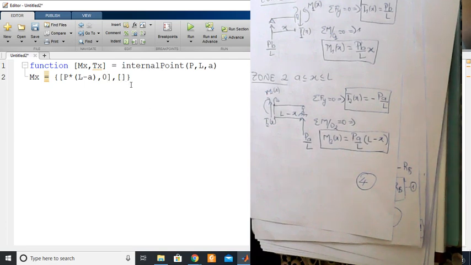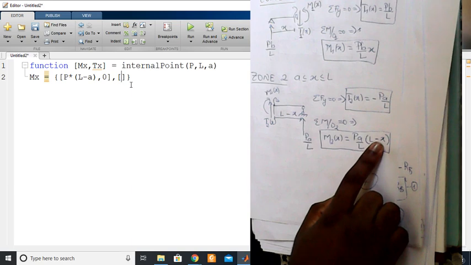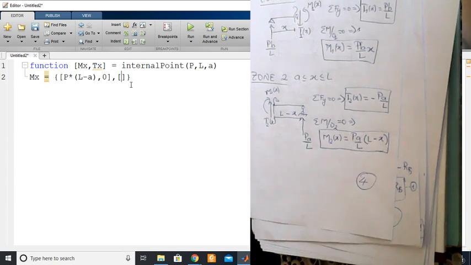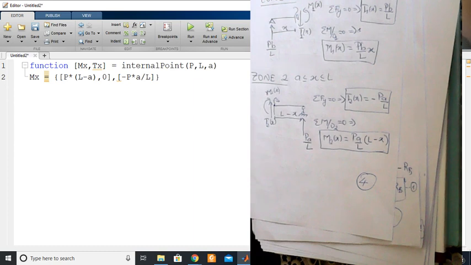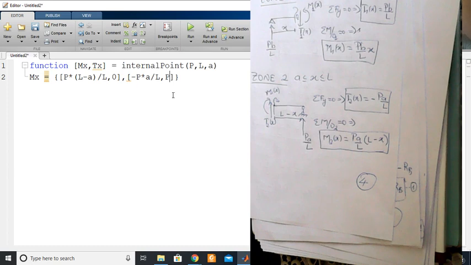For the other one, we have a term in X and a constant for zone 2, right? So the term in X will be what? Negative PA on L. If we open this bracket, it will be negative PA on L. So we represent it here: negative P times A, all of that divided by L. We should be very careful, I have to divide here by L. Negative P times A on L is the coefficient for X, and then the constant, comma, the constant here will be P times A, as simple as that, because the L here will cancel this L. So the constant will be P times A.